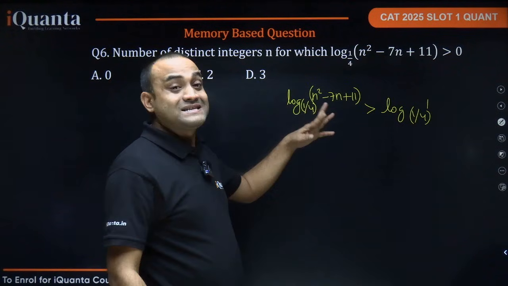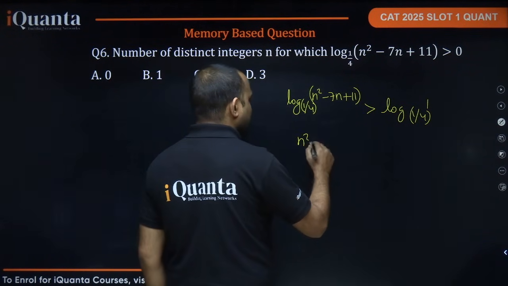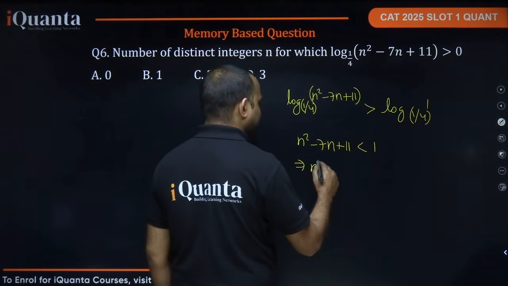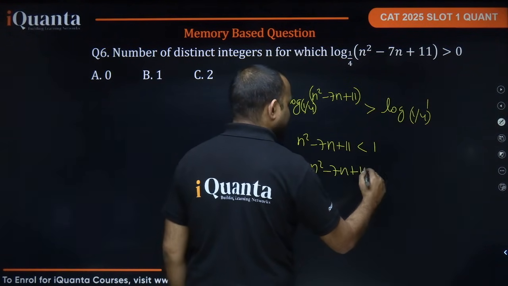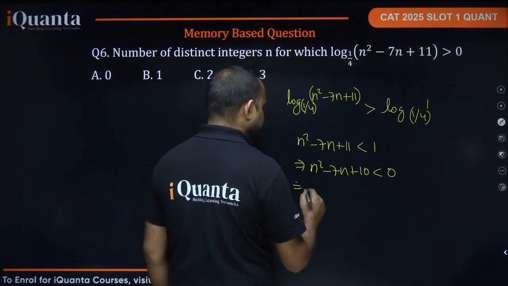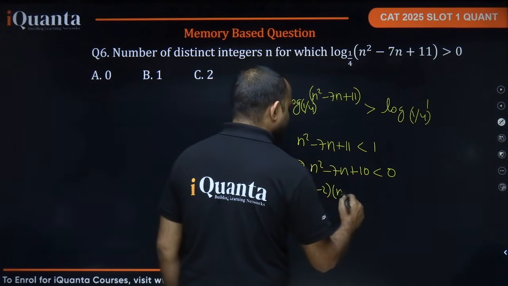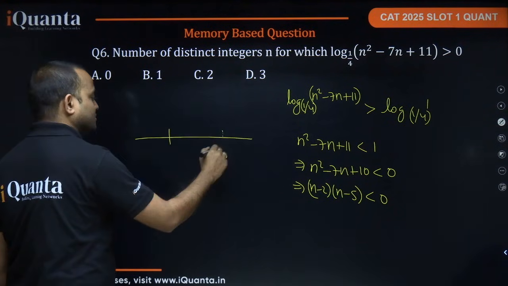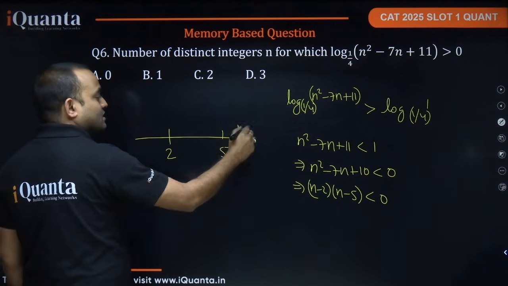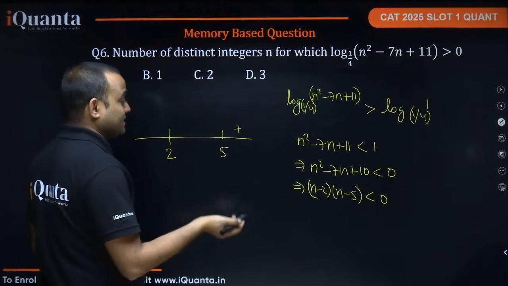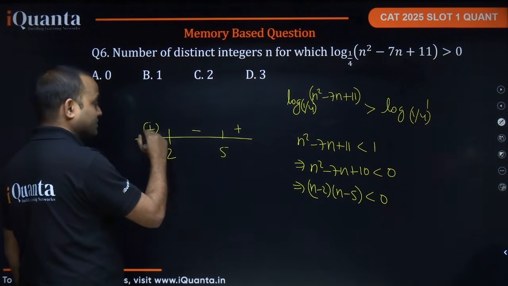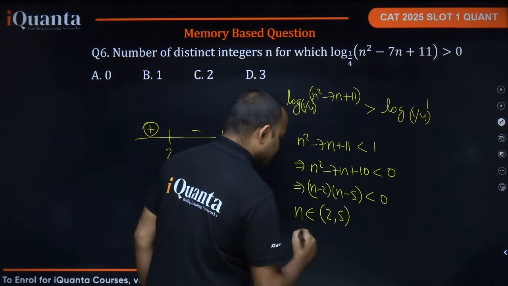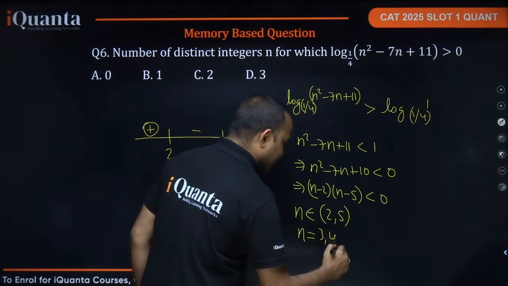Now, as the base is less than 1, what do we say? N square minus 7n plus 11 should be less than 1. Or n square minus 7n plus 10 is less than 0. Or this can be written as n minus 2 into n minus 5 is less than 0. So what do we know? Wavy curve method, 2 and 5. If you take values of n greater than 5, it will be positive, negative here and positive here. So basically, n should be between 2 to 5. So integral values of n that we are getting is 3 and 4.